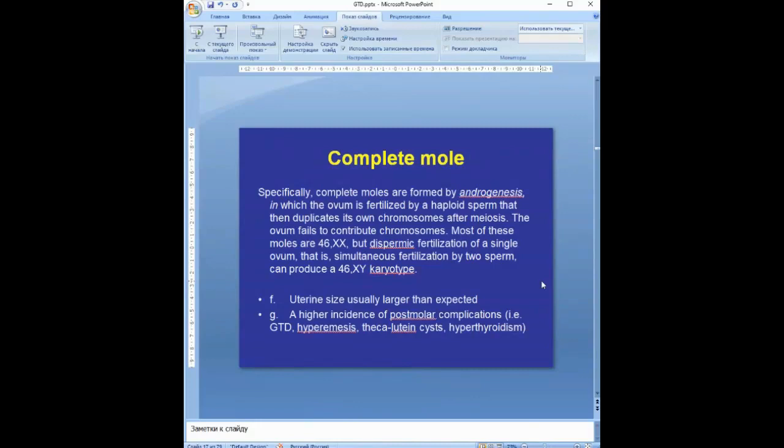Clinically, uterine size is usually larger than expected. There is a higher incidence of post-molar complications such as gestational trophoblastic neoplasia, hyperemesis, theca lutein ovarian cysts, and hyperthyroidism.